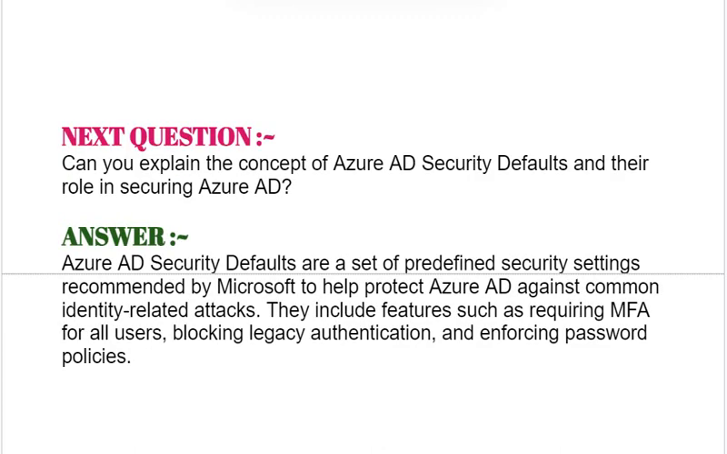Our next interview question is: can you explain the concept of Azure AD security defaults and their role in securing Azure AD? Your answer should be: Azure AD security defaults are a set of predefined security settings recommended by Microsoft to help protect Azure AD against common identity-related attacks. They include features such as requiring MFA for all users, blocking legacy authentication, and enforcing password policies.